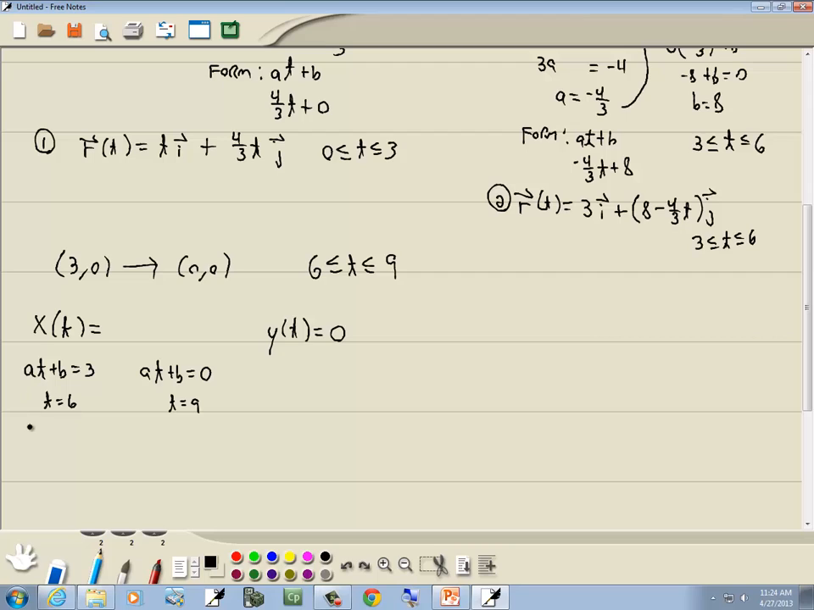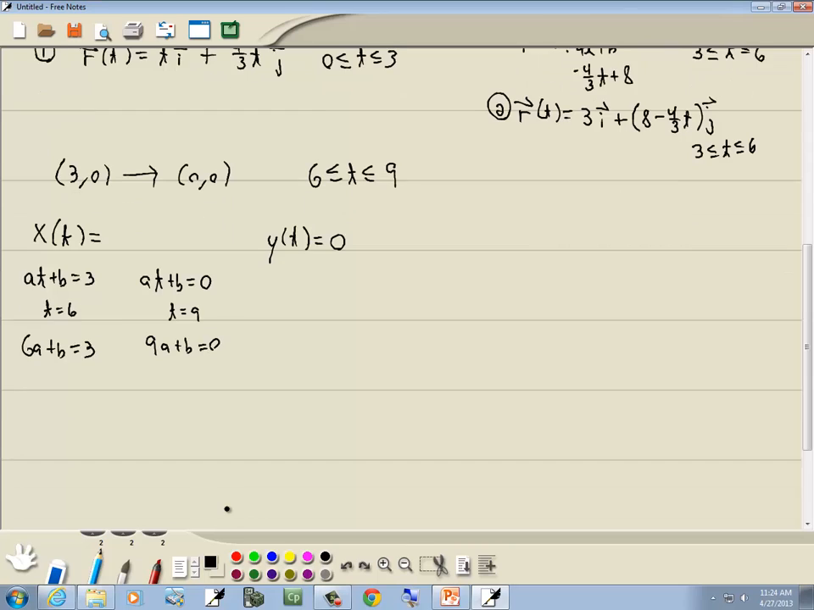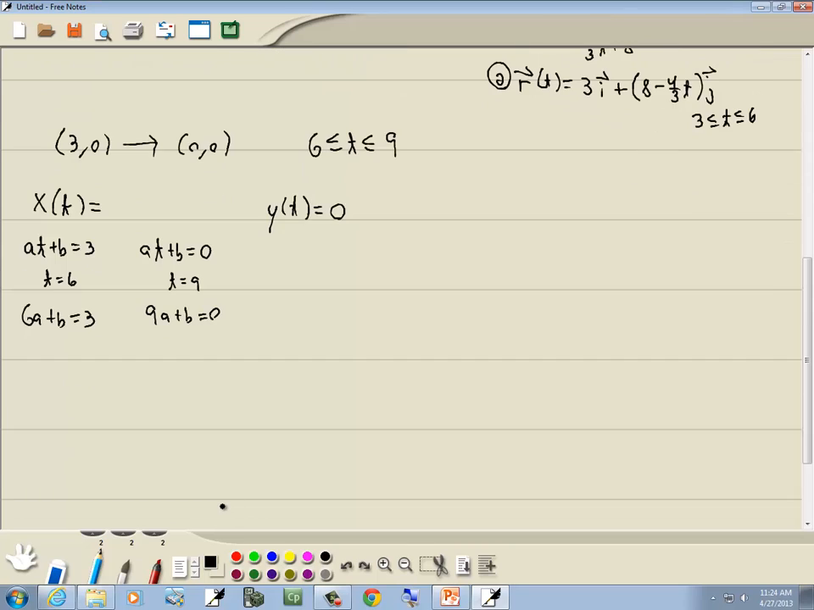So I'll plug 6 in for t. So we have 6a + b is equal to 3. And this one we have 9a + b is equal to 0. Well, this is a system of equations. We want to solve it. So I have 9a + b is equal to 0. And I'll multiply everything in the first equation by -1. So that gives us -6a - b is equal to -3. Well, 9 - 6 gives us 3a. b - b drops away, equals -3, which tells us a is -1.